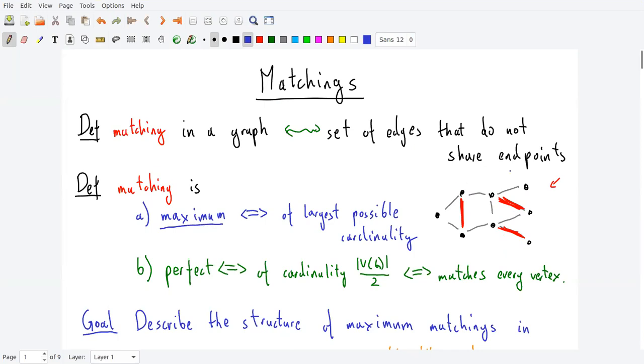So for instance, this red matching here is maximum because you can easily see that, even though the graph has eight vertices, so theoretically maybe there would be a matching consisting of four edges, these three vertices cannot be matched fully to those two, because these are the only neighbors of those three vertices. Therefore there does not exist a perfect matching, a matching that matches every vertex, and therefore this matching of size three in this graph is actually maximum, which means of largest possible cardinality. And perfect matchings are matchings that match every vertex, or equivalently, matchings of cardinality exactly half of the vertices.